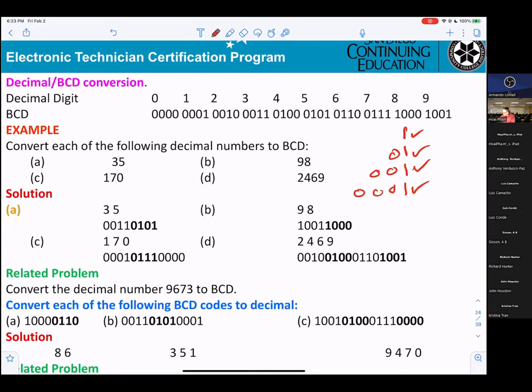For example, converting the following number to BCD, I can see 35 here. Number 3 will be 0, 0, 1, 1. Number 5 will be 0, 1, 0, 1. That means they are asking for 4 bits.